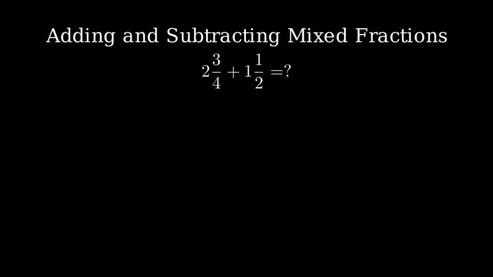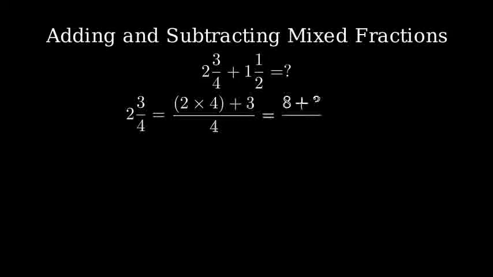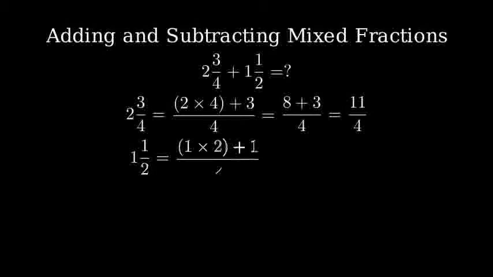The first step is to convert these mixed numbers to improper fractions. For 2 3/4, we multiply the whole number 2 by the denominator 4 and add the numerator 3. So that's 2 times 4, which is 8, plus 3, which equals 11. Then we put 11 over the denominator 4. For 1 and 1/2, we multiply 1 by 2 and add 1. That's 2 plus 1 equals 3 over 2.